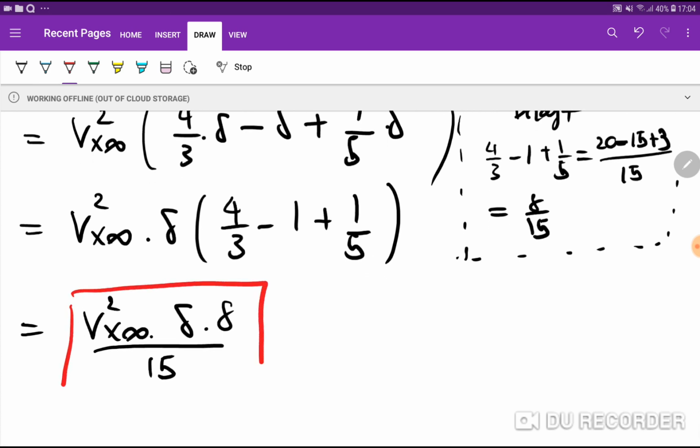Excellent, everyone. We have finally evaluated the second integral. Now we will use the result we obtained, and we can solve for delta in the next part of problem 2.